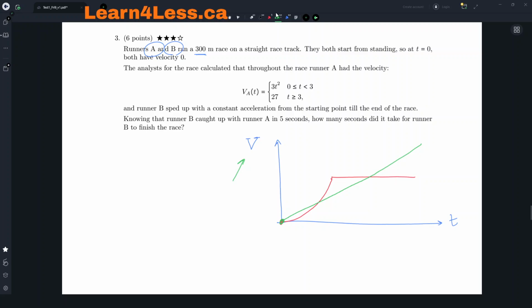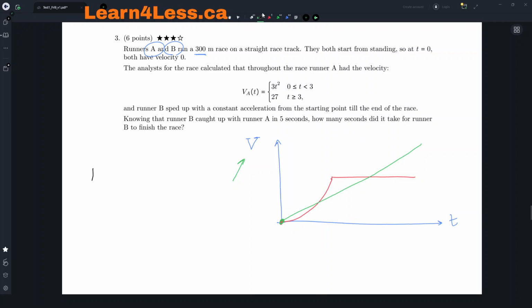What we know about B is that runner B caught up with runner A in 5 seconds. So at the moment 5 seconds, they are at the same place. Please make sure that caught up doesn't mean that they have the same velocity. They are at the same point. It doesn't mean a cutoff point like this one, because at those points the velocities are the same. What we want is their position to be the same.